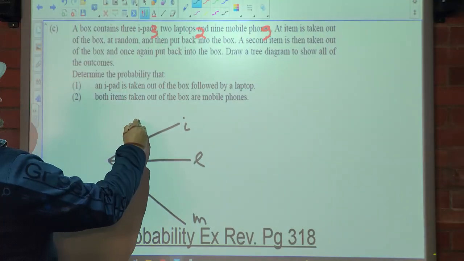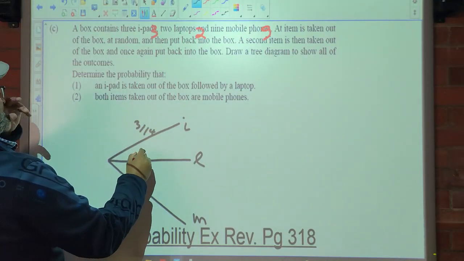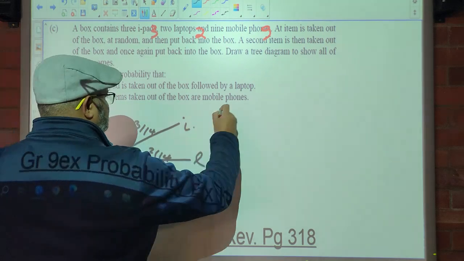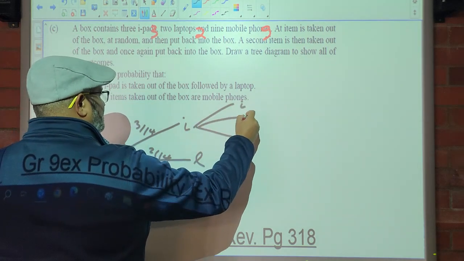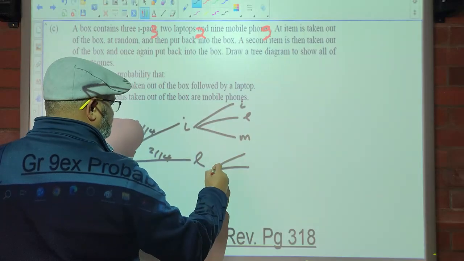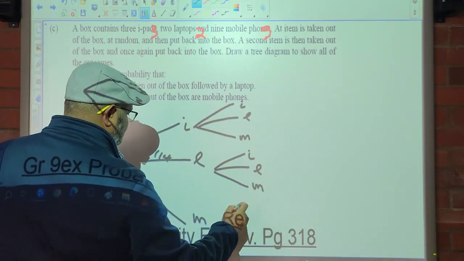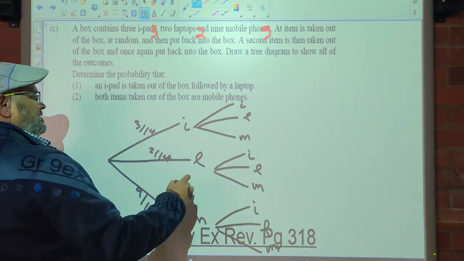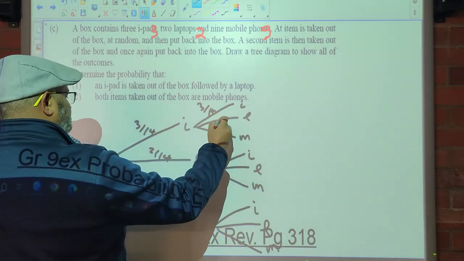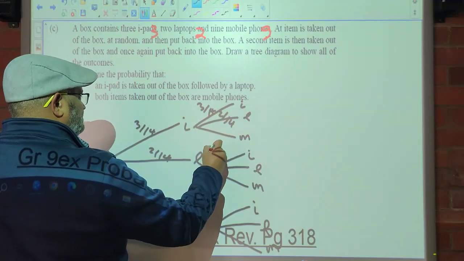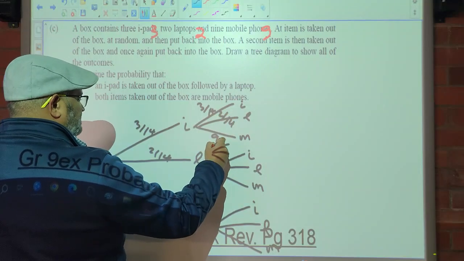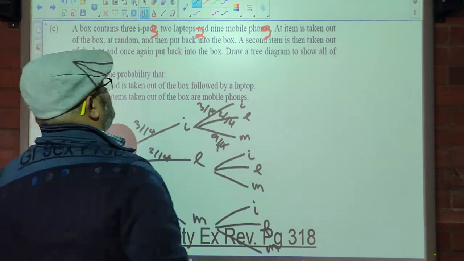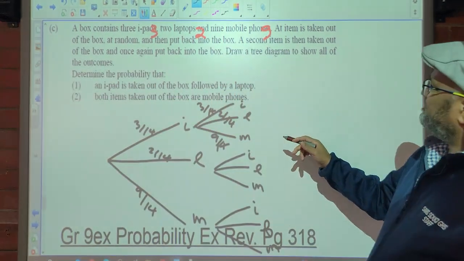Okay, so we see it's going to be 3 out of 14, 2 out of 14, and 9 out of 14. And likewise, they're the same. Okay. What are my outcomes?